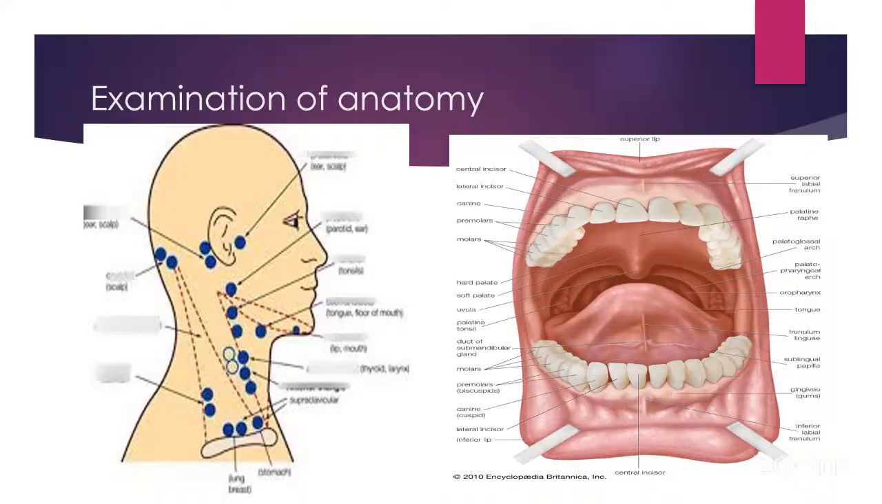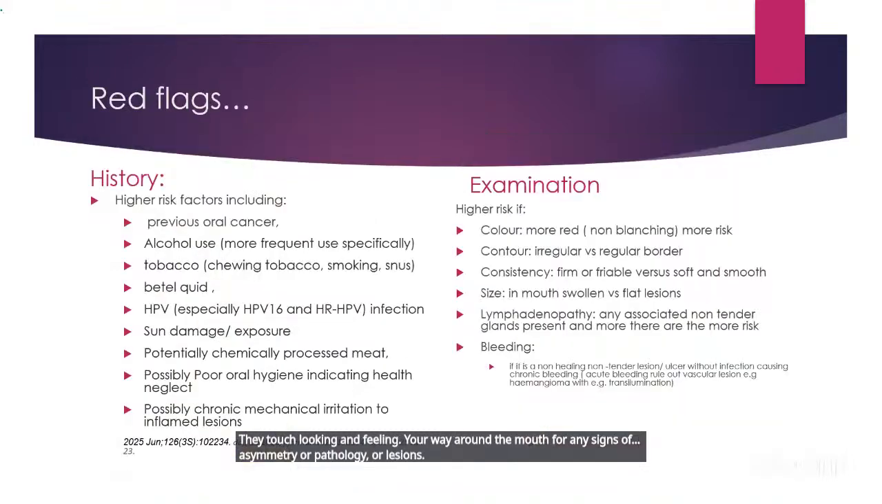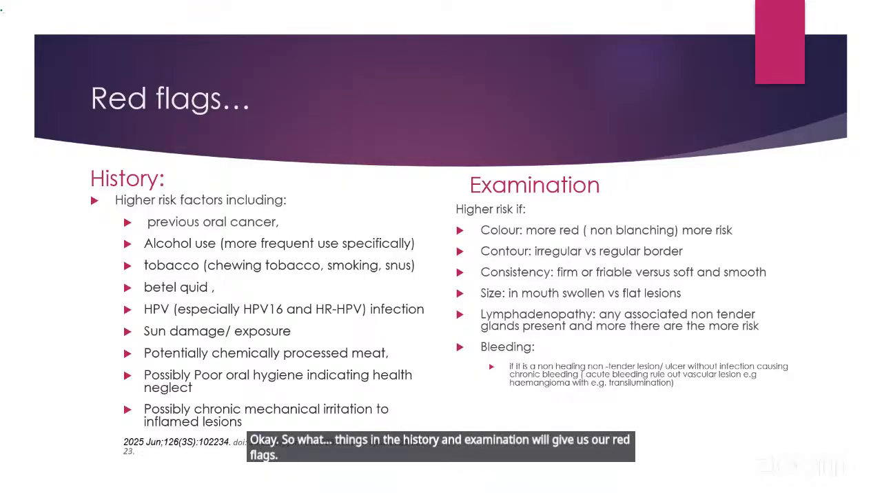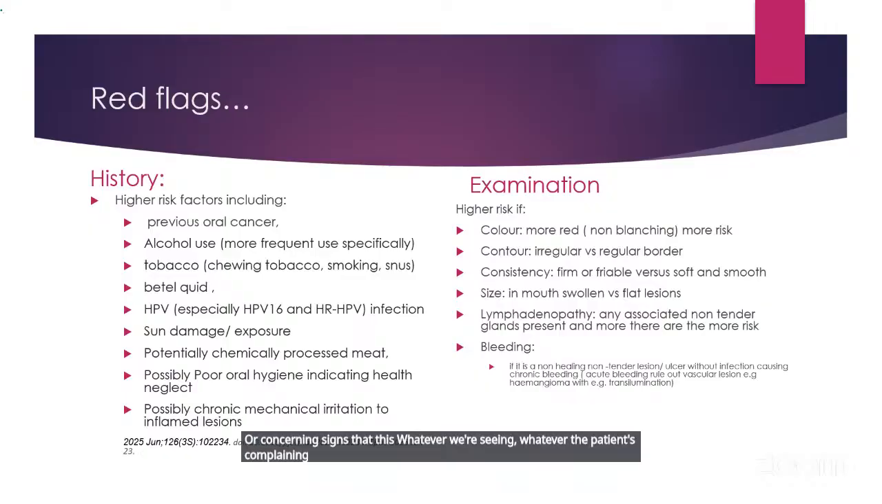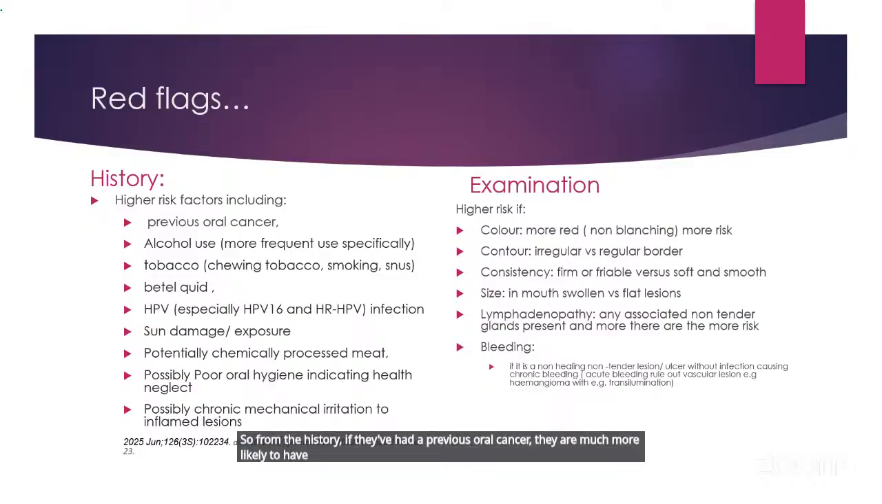So touch, looking and feeling your way around the mouth for any signs of asymmetry or pathology or lesions. Okay, so what things in the history and examination will give us our red flags or concerning signs that whatever we're seeing, whatever the patient's complaining about, may be a higher risk for oral cancer? So from the history, if they've had a previous oral cancer, they are much more likely to have another cancer.